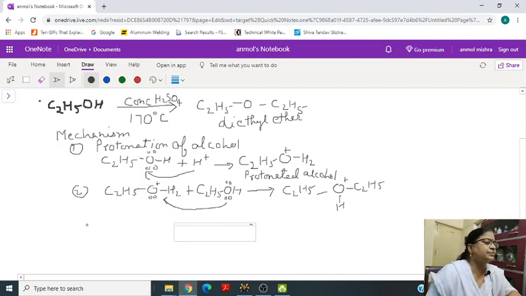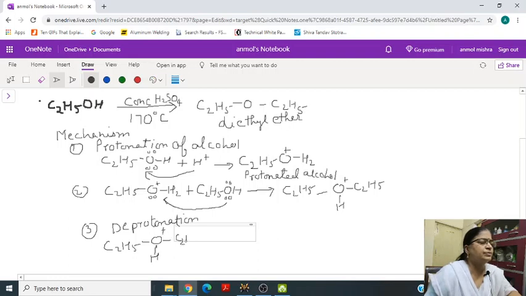The third step is deprotonation. Deprotonation means removal of the proton from the diethyl oxonium ion to form diethyl ether plus H plus.